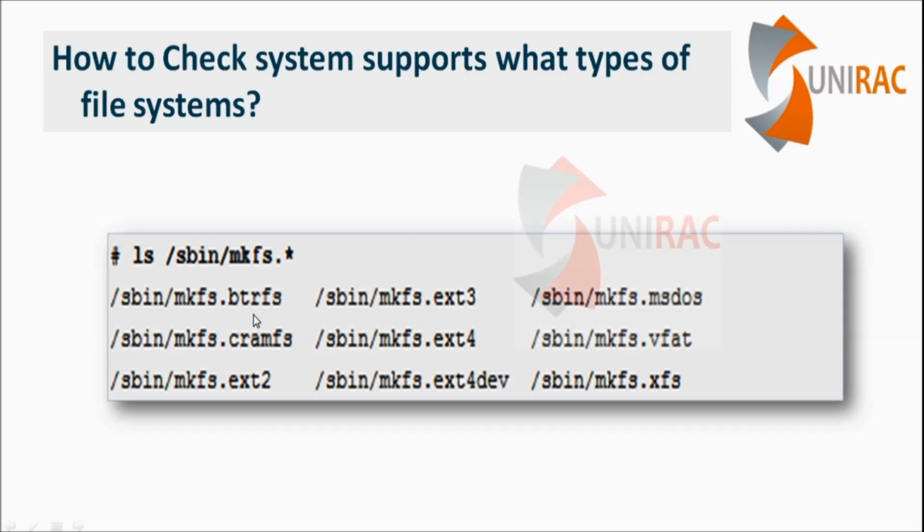You can see all the file systems supported on the current system: BTRFS, ext2, ext3, ext4, ext4dev, VFAT, XFS, MS-DOS, CRAMFS. So whatever server you are working on, you can verify the file system is supported before creating a mount point and assigning a file system type. Unless it is listed, never try to assign a file system while creating a mount point.